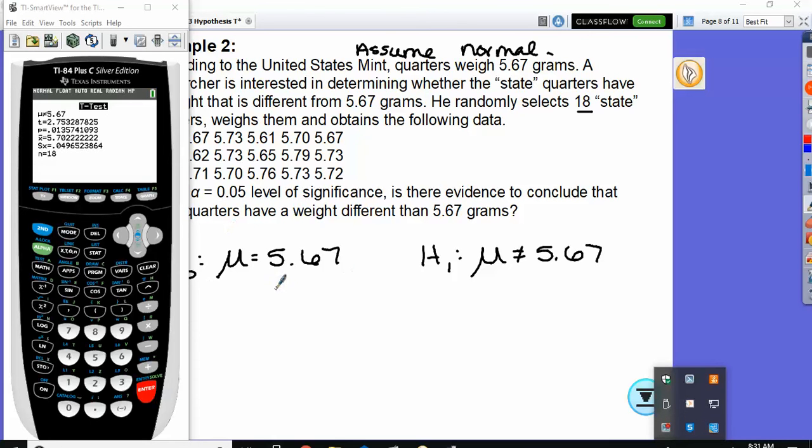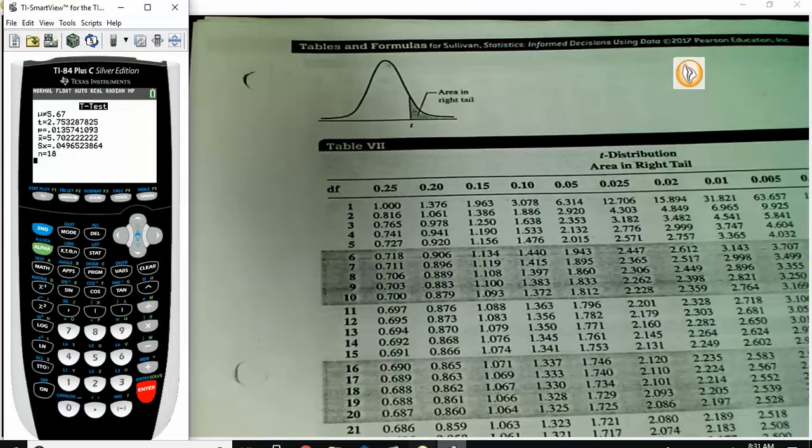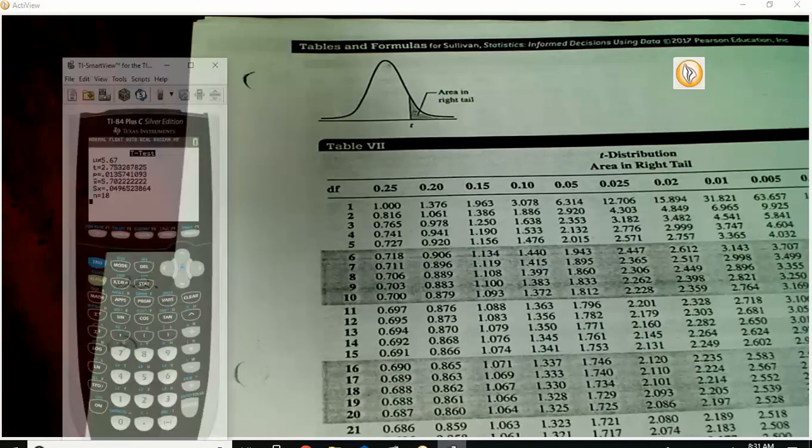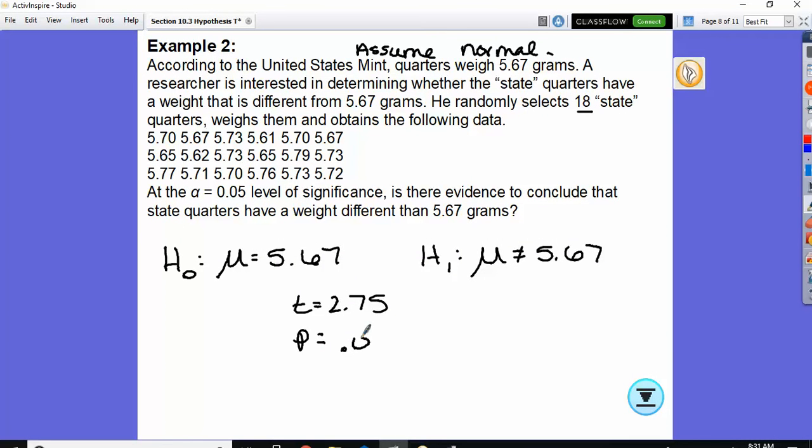If you're doing this on your homework, I would appreciate if you wrote down a few things, like let's write down our t-value. And let's write down the probability that it gave us, which was 0.01357.